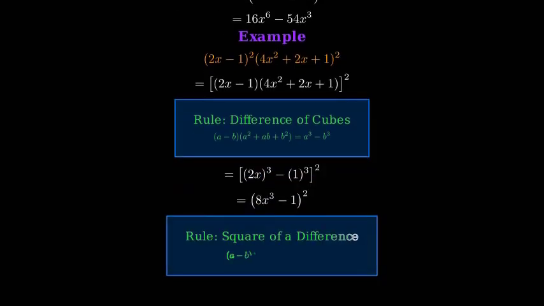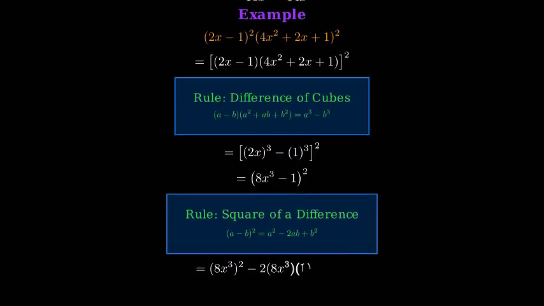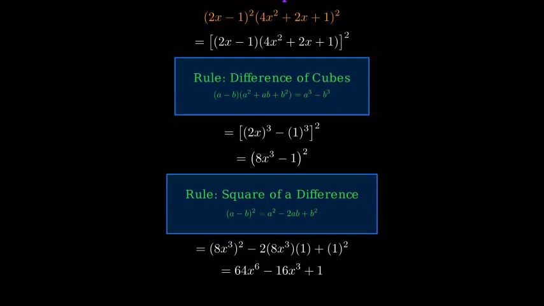Now, to square this expression, we can use the formula for the square of a difference. a minus b squared equals a squared minus 2ab plus b squared. Finally, let's calculate each term. 8x cubed squared is 64x to the 6th power. 2 times 8x cubed times 1 is 16x cubed. And 1 squared is just 1. So our final answer is 64x to the 6th power minus 16x cubed plus 1.